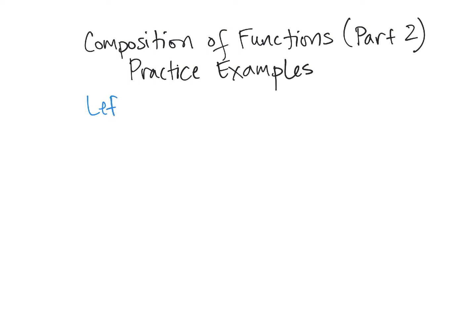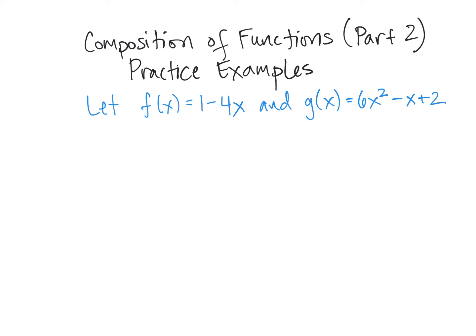Already off to a good start. Gonna erase that f, and let's rewrite it as a t. Let f of x equal something simple like 1 minus 4x. And let's let g of x equal something a little more exotic. How about 6x squared minus x plus 2.